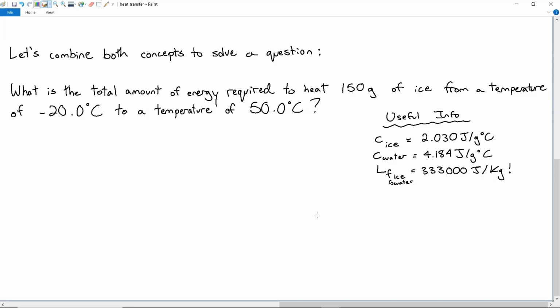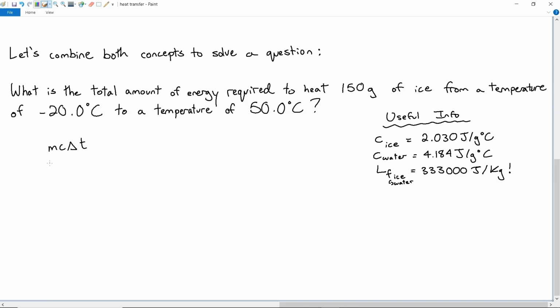If we think about what's happening here, we're going from minus 20 degrees Celsius ice up to 0 degrees, and that is when it will start to melt. Then we're adding energy for the latent heat of fusion. And then beyond that, we're adding energy to go from 0 degrees Celsius in our liquid form up to 50 degrees Celsius. And I'm actually going to represent all three of these steps in an equation.